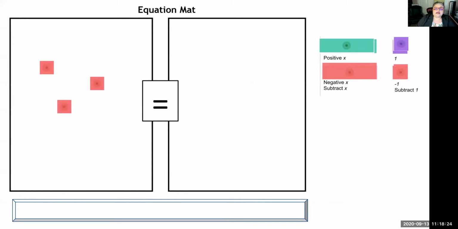Okay, if one side has 3 red squares, then the value of that side is -3.